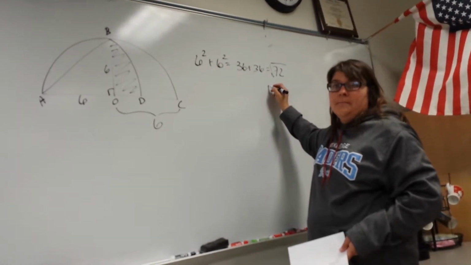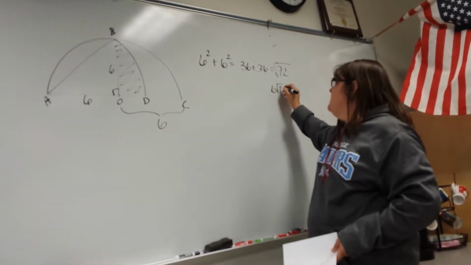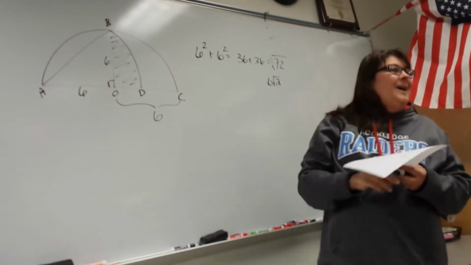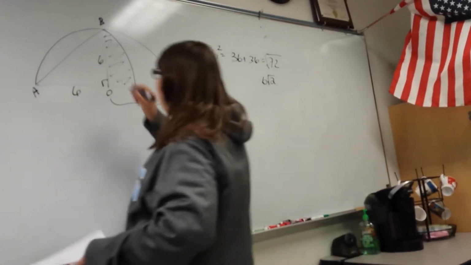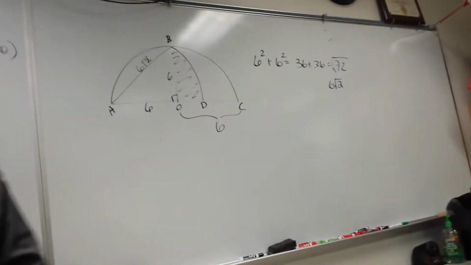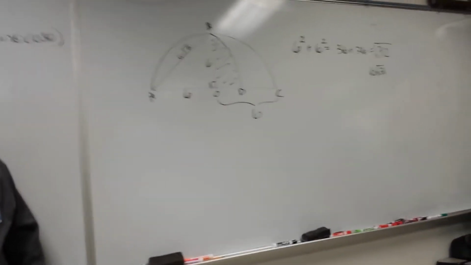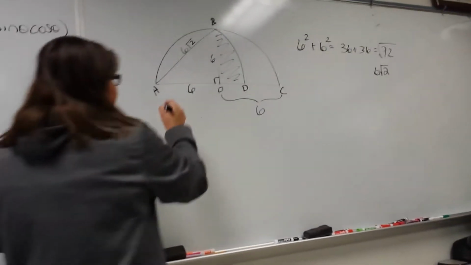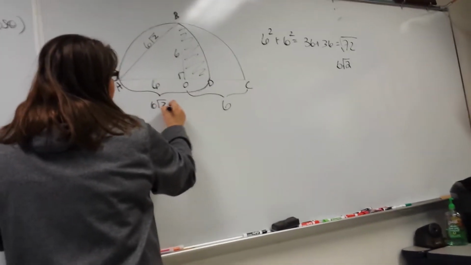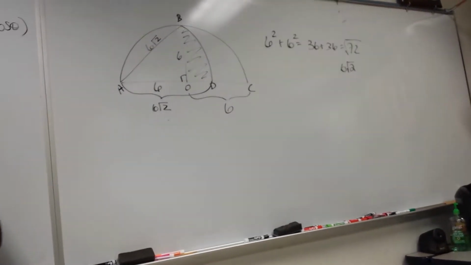6 square root of 2, which makes sense because 6 squared is 36 times 2. Yeah, very good. All those good reasoning skills y'all have going on. Excellent, yes. So now we also know AD is 6 times the square root of 2, and this is 6 square root of 2. Good, excellent.